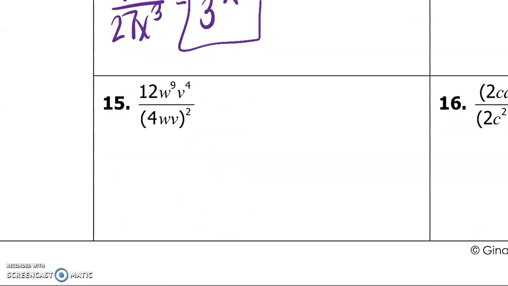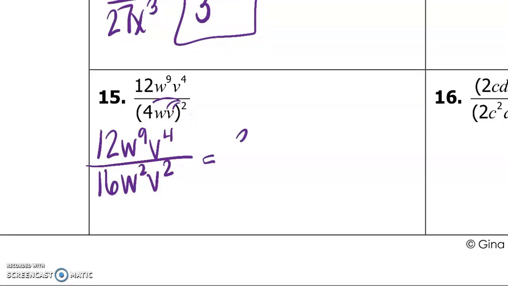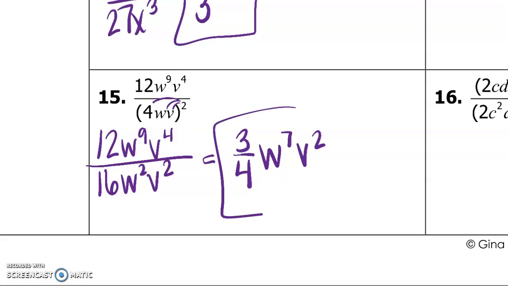Number 15, our top stays the same, so 12w to the 9th, v to the 4th. 4 squared is 16w squared, v squared. So your first job is to always get rid of parentheses if you have those. 12 over 16 simplifies to 3/4. W to the 7th when we subtract, v squared.